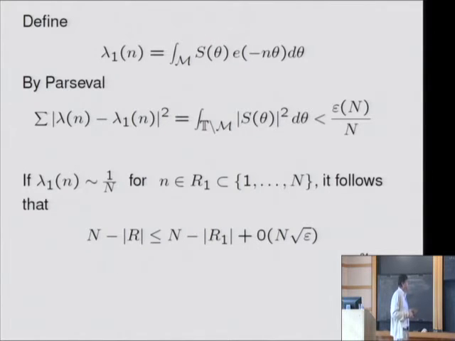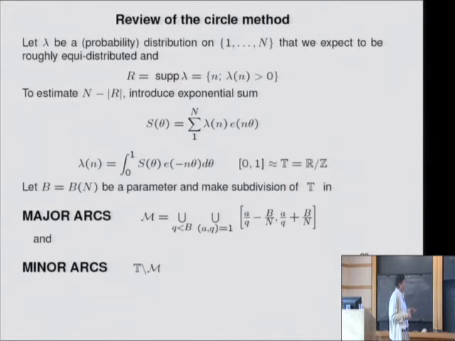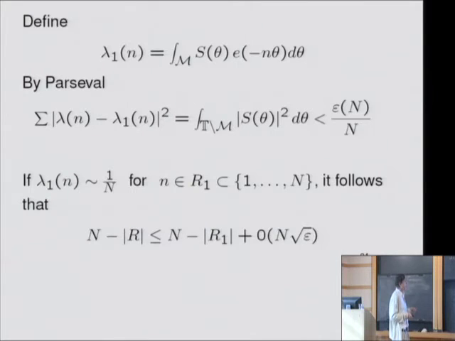So the idea is the following. What you do is restrict the Fourier transform S(theta) to the major arcs, and then you take the inverse Fourier transform, and what you get is a lambda 1, which is a function on the set 1 up to n, which somehow compares with lambda. Because obviously, the difference between lambda and lambda 1 is captured by the contribution on the minor arcs, at least in the L2 sense. This is just Parseval. So what you would like to do is make sure that the contribution of these minor arcs is small. 1 over n is the benchmark. Small means small compared with 1 over n.